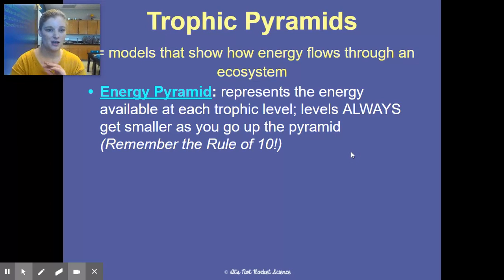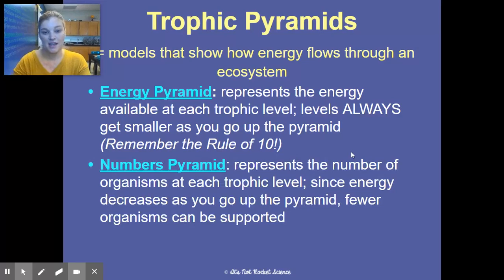The energy pyramids are going to show us how much energy is available at each trophic level. Now, the energy always gets smaller as you go up the pyramid. So the size of the base of the pyramid is much bigger than the size of the very top. And you need to remember that you have the rule of 10. Only 10% is moving on as we go. Then the numbers pyramid is just going to tell us the number of organisms at each trophic level.